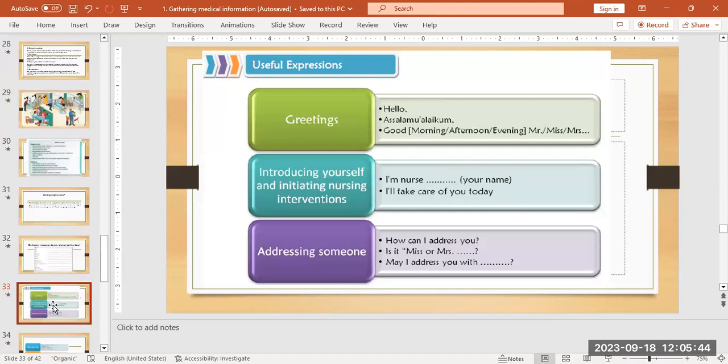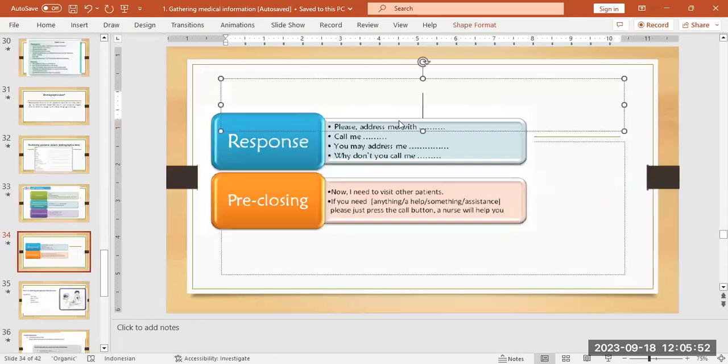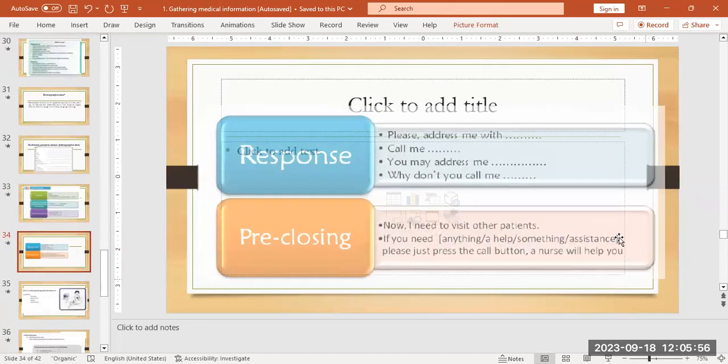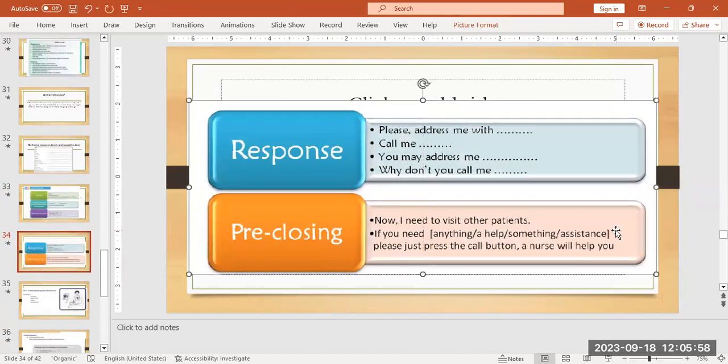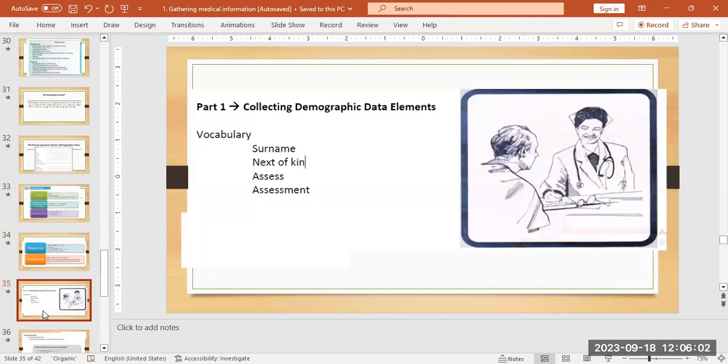Pre-closing: if you need anything, please just press the call button. The nurse will help you. It's a closing, we call it closing. Okay, please read number 1 to number 4.